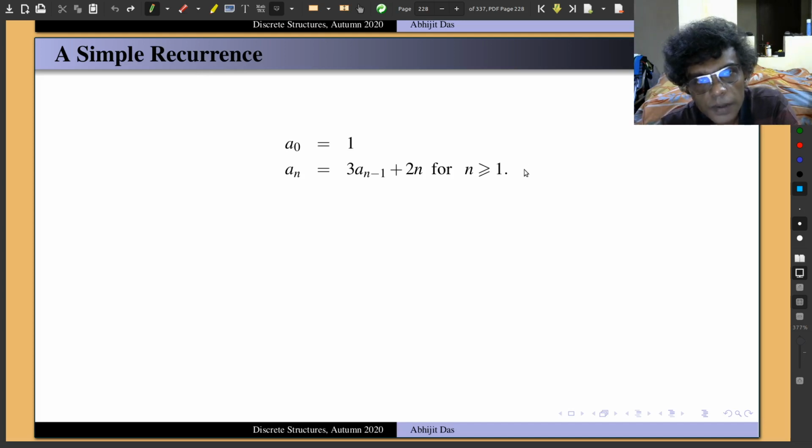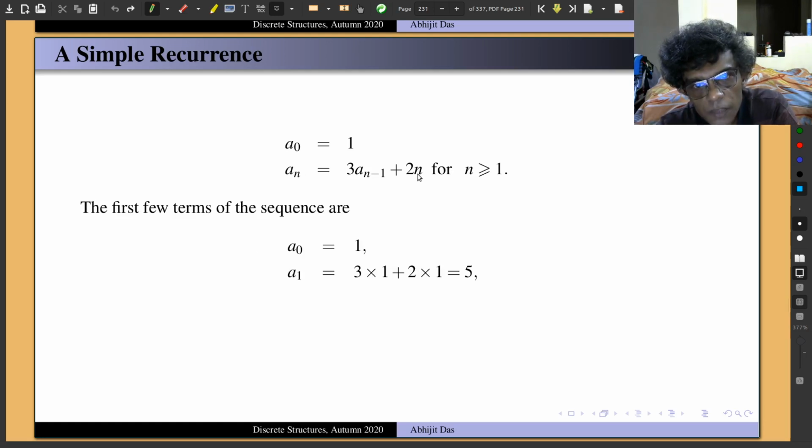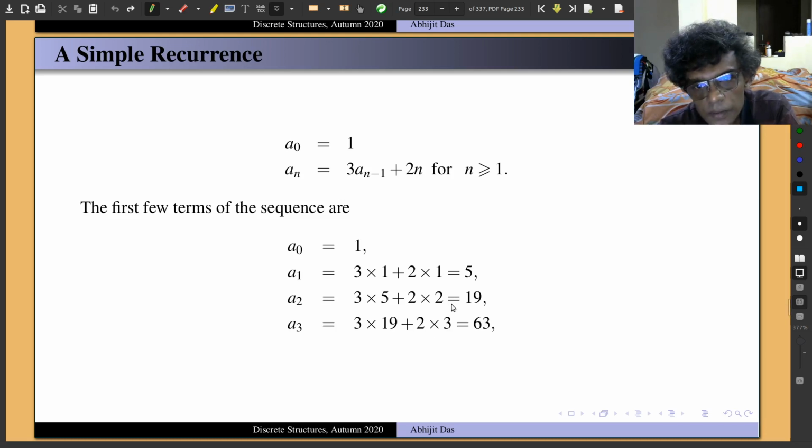So this is the simple recurrence. The first term is 1. Subsequently, every term is 3 times the previous term plus 2 times the current value of n. So the first few terms of the sequence are: A0 is anyway 1, A1 is 3 times 1 plus 2, which is 5, A2 is 3 times previous term plus 2 times 2, 19, A3 is 3 times 19 plus 2 times 3, 63, A4 is 3 times 63 plus 2 times 4, 197.